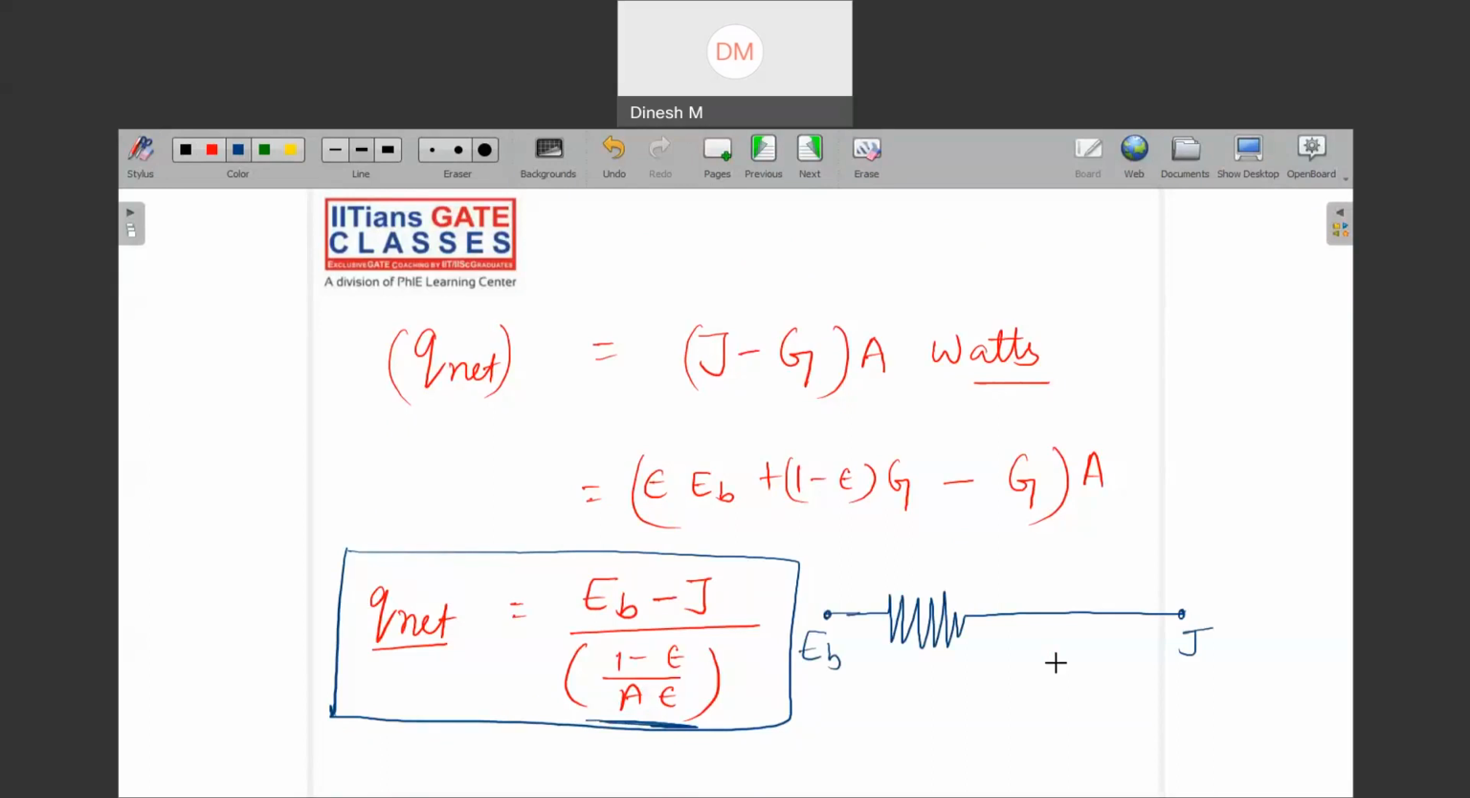then the difference between these two is the net effect with the surrounding, and then what is the resistance which is helping me to hinder it? This is (1 minus E) upon AE. So this is defined by whom? This is the surface resistance. Okay.